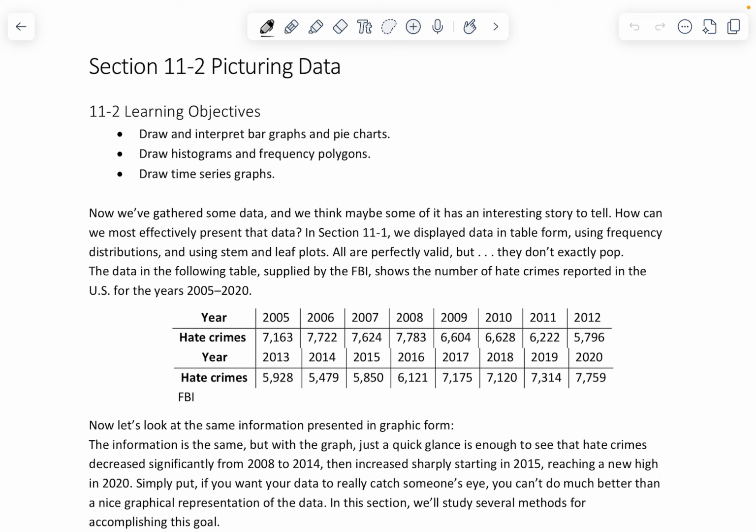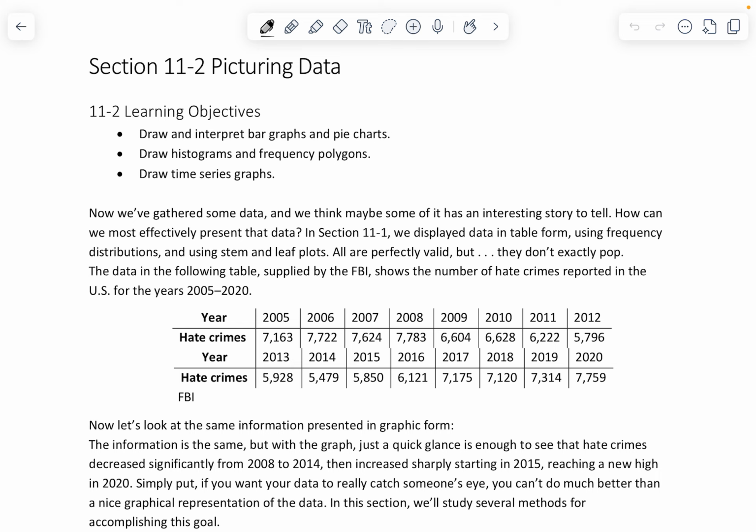In the previous section, we looked at how to display the data in table form using frequency distributions and stem and leaf plots. Those are very useful tools and perfectly valid, but they don't exactly pop. Using graphical tools to present your data can be a way of taking things a step further and making it even easier to learn useful information from your data. To see this, let's take a look at a quick example.